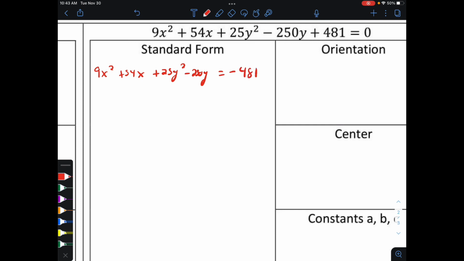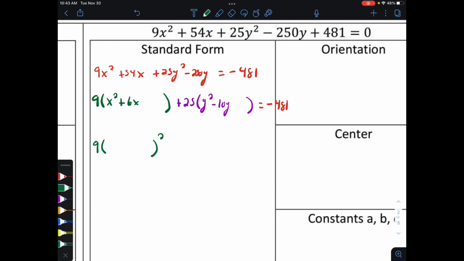Completing the square, life is so much easier when the square terms have coefficients of 1. So what I'm going to do is I'm going to factor a 9 off of the x part. So I got 9 times (x squared plus 6x). I got to leave myself some room in here to work. All right, and then I'm going to pull the 25 off the y part. So that'd be (y squared minus 10y). Leave myself some room to work. And then we got, still has equals -481.